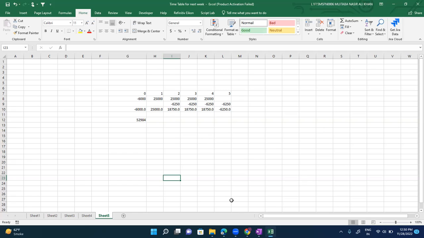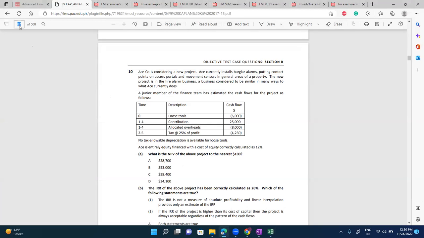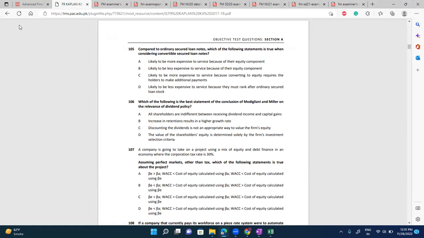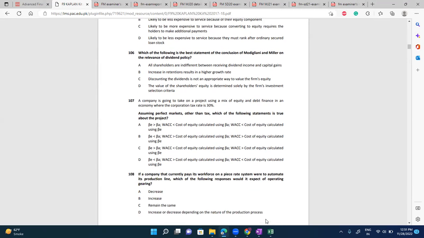सर पेज नंबर 57 का क्वेश्चन नंबर 107 है। ये इसको थोड़ा सा बस एक्सप्लेन कर दीजिएगा theoretically. A company is going to take a project using a mix of equity and debt finance in an economy where the corporate tax is 30%. Assuming perfect market other than tax, which of the following statement is true about the project?